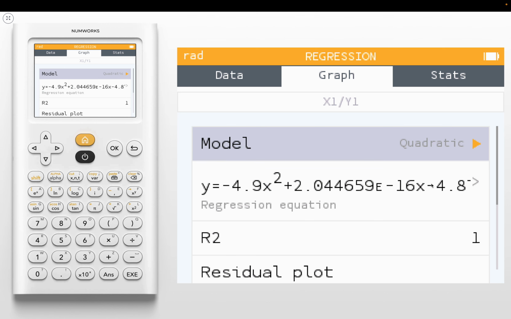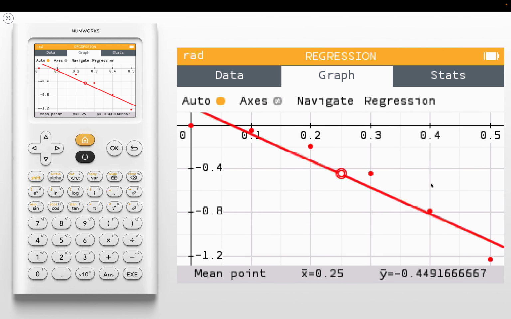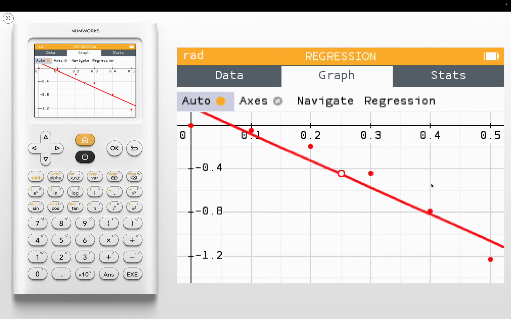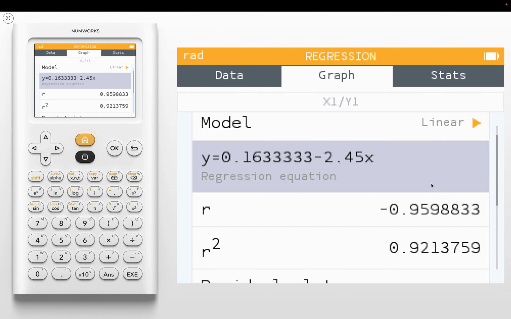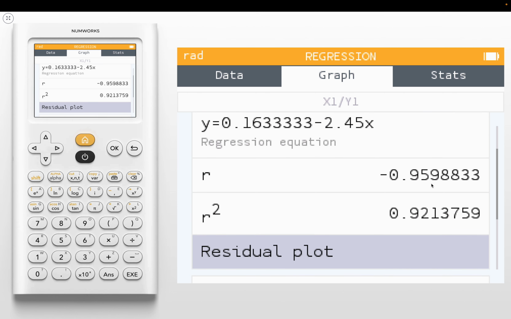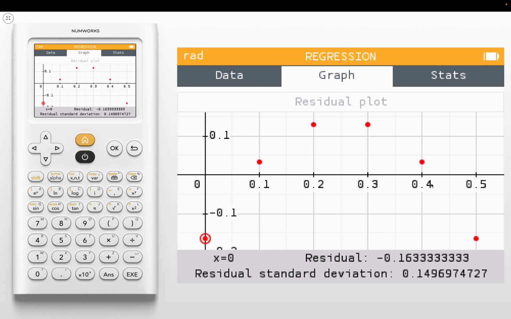And maybe you'll choose a different model. Like you could choose linear, I'll choose it. Now you see it's not as good, but I still can get a line for it. Let's see what it looks like in the residual plot. This is another thing you'll have to do. So residual plot, I go over here.